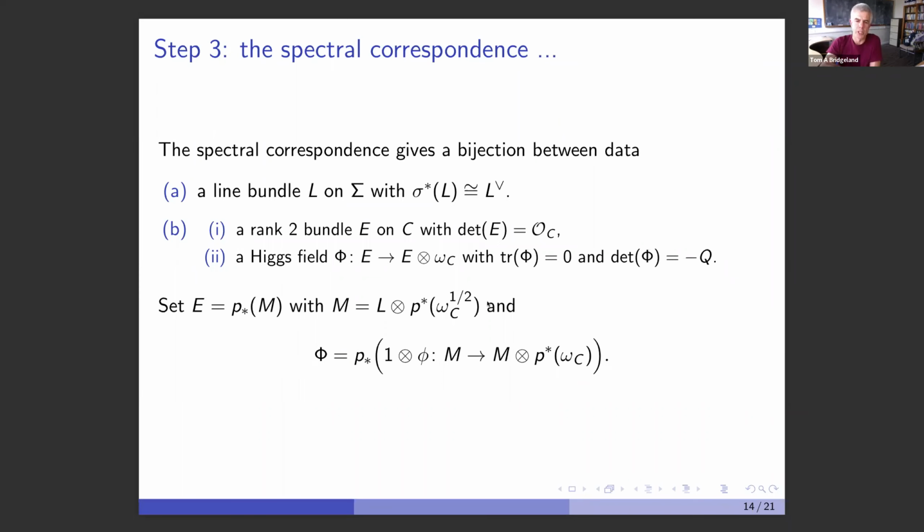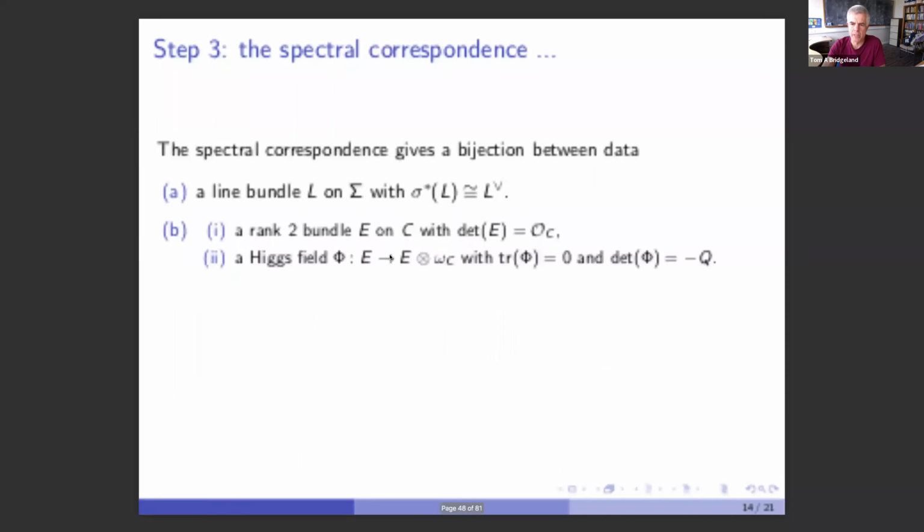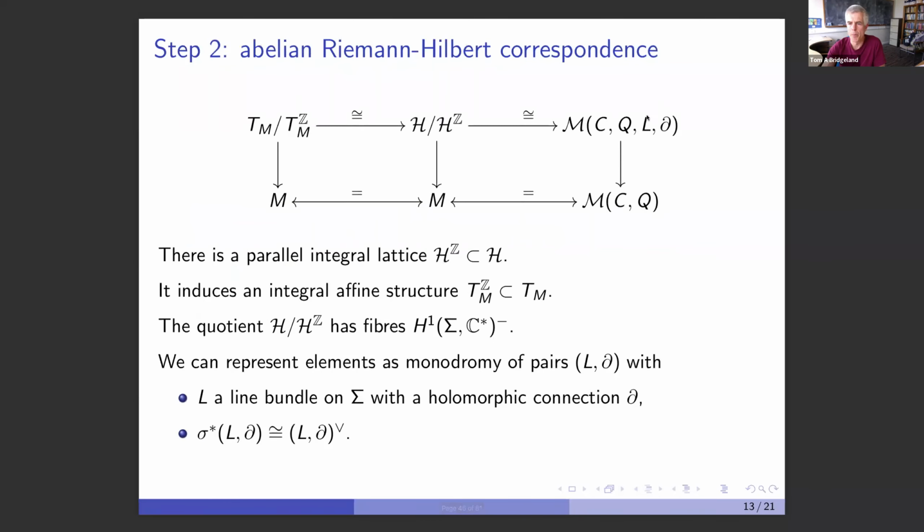Goes back to Hitchin's original paper. What's not so well known is that you can enrich this construction by including a connection on the line bundle L and a connection on the vector bundle E. Obviously this is going to be good for us because if we remember, up here we have the data of this line bundle. This will now give us a Higgs bundle on the curve downstairs.